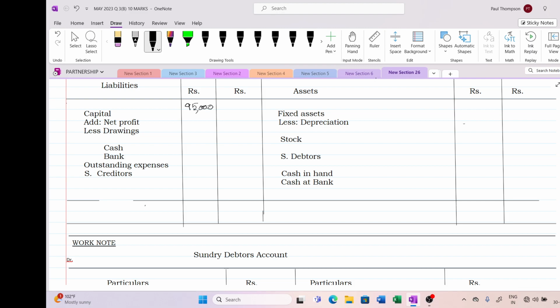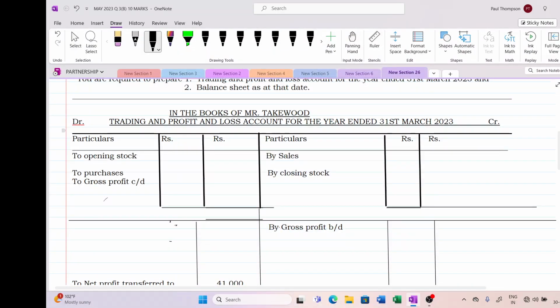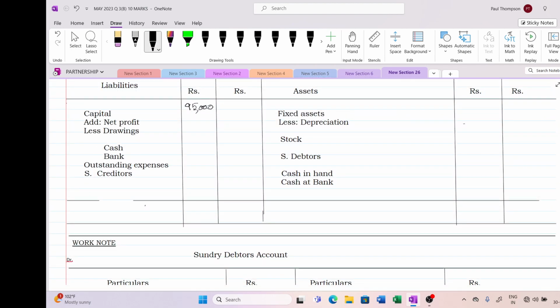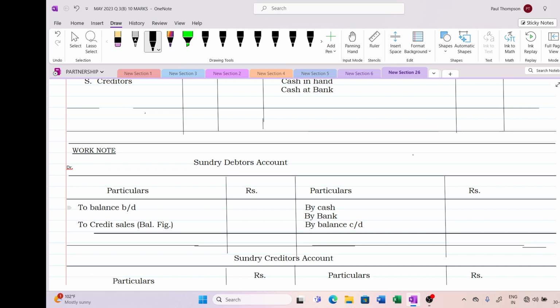Next, they have given stock account. Stock will go to your trading account. They have given opening stock 35,000. I'm just posting the opening balances given in your question. Fixed asset 20,000, debtors 23,000. Fixed asset I am keeping in this inner column. The closing balance may or may not be the same; we do not know, I am just entering it here. So debtors account, the opening balance given as 23,000.